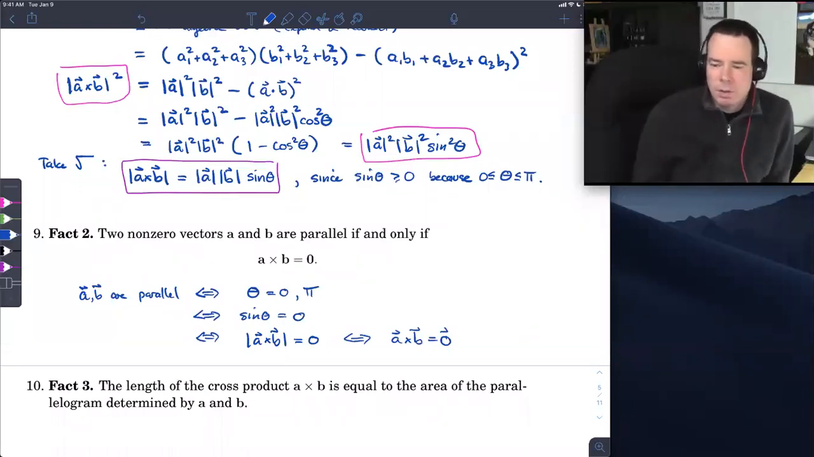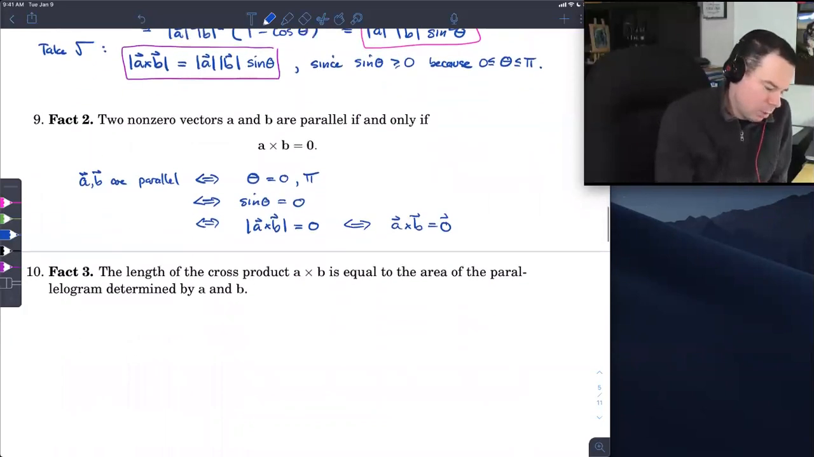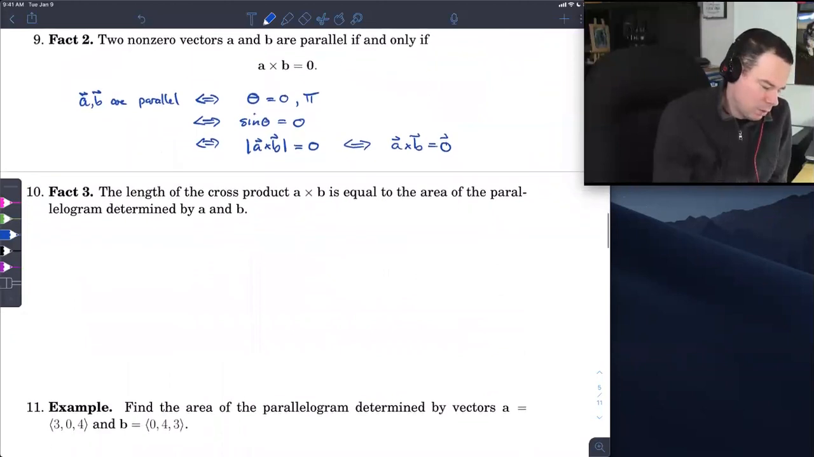So the magnitude of the cross product being 0 tells us that the vectors are parallel. The dot product being 0 tells us the vectors are perpendicular. That's a nice relationship that we have about the geometry and the values of the dot and the cross products.